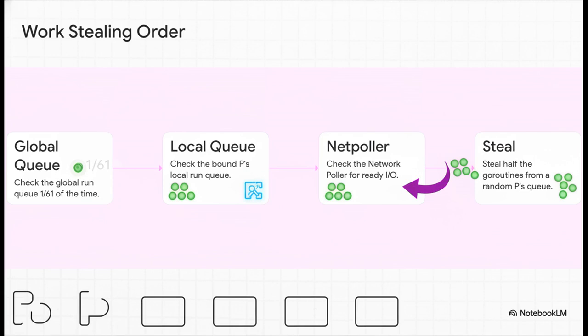If a local queue is empty, the thread searches for work in a very specific order. First, 1 out of 61 times, it checks the global run queue. This is to prevent older, less prioritized tasks from starving. Then it checks its local queue, the network poller, and if all else fails, it looks at a random neighboring processor and quite literally steals half of the Go routines from its local queue. This ensures that your CPU resources are absolutely never sitting idle while work is pending elsewhere.